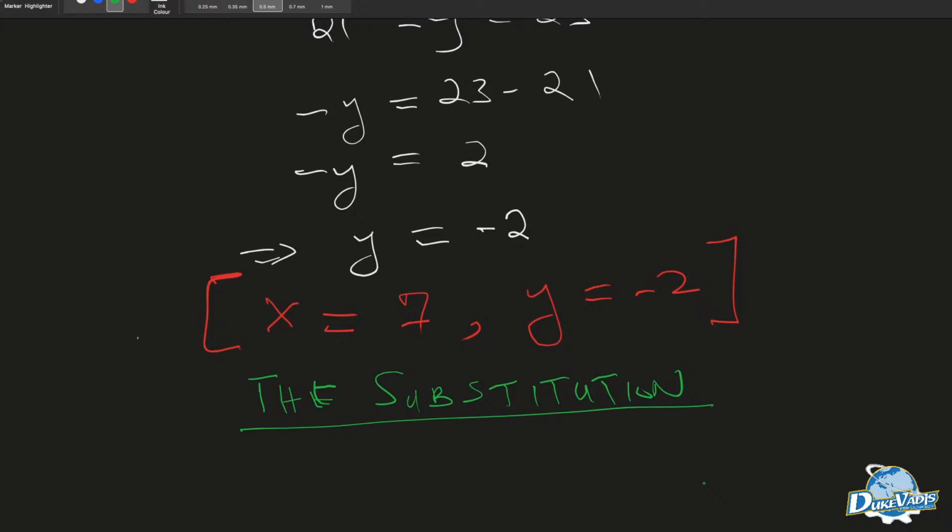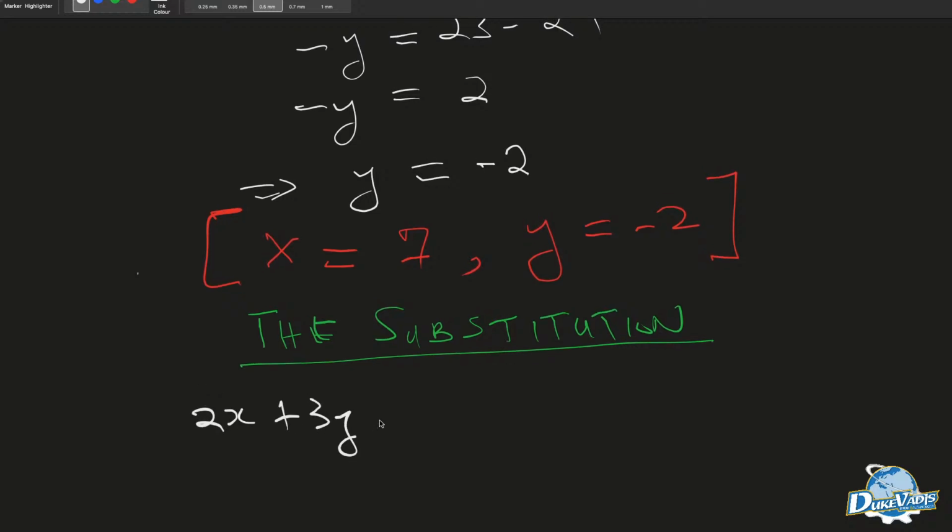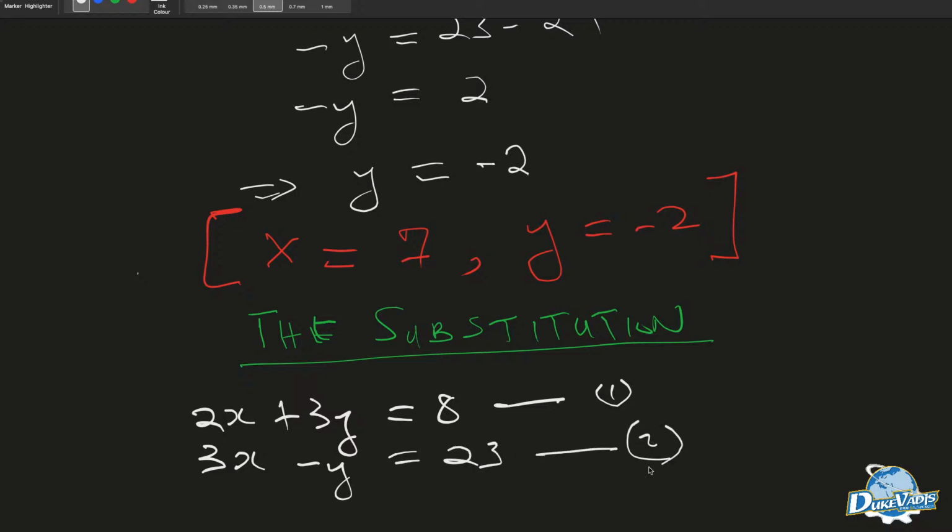The same equation is 2x plus 3y is equal to 8, as we saw earlier. So that is equation 1. And the next one is 3x minus y is equal to 23 as equation 2.